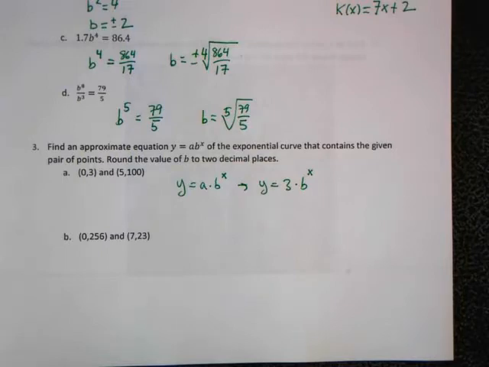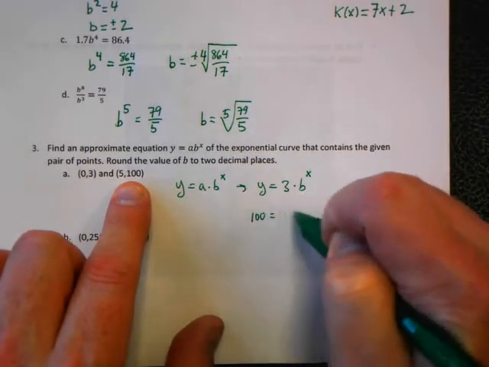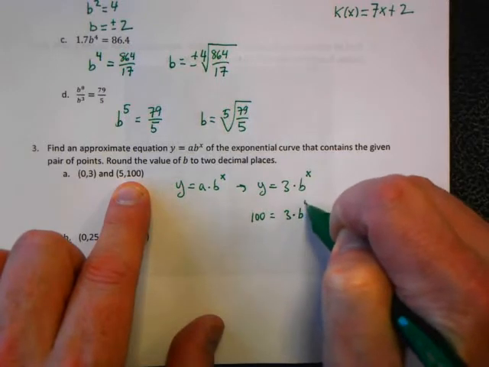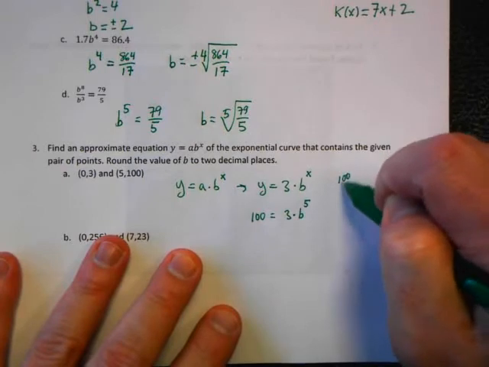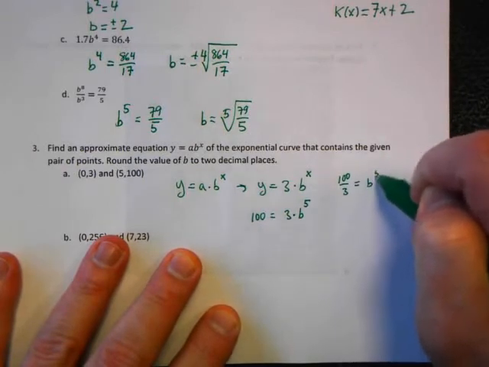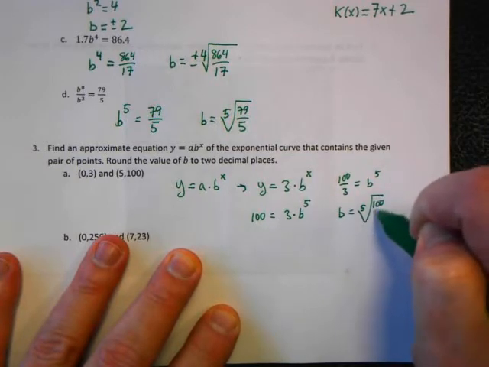How am I going to find the b number? Plug in the other point. Very similar to what we did with linear equations. We're going to have 100 equals 3 times b to the 5th. And then you need to solve that equation. How would you solve that equation? Divide by 3. So 100 over 3 equals b to the 5th. So b is the 5th root of 100 over 3.